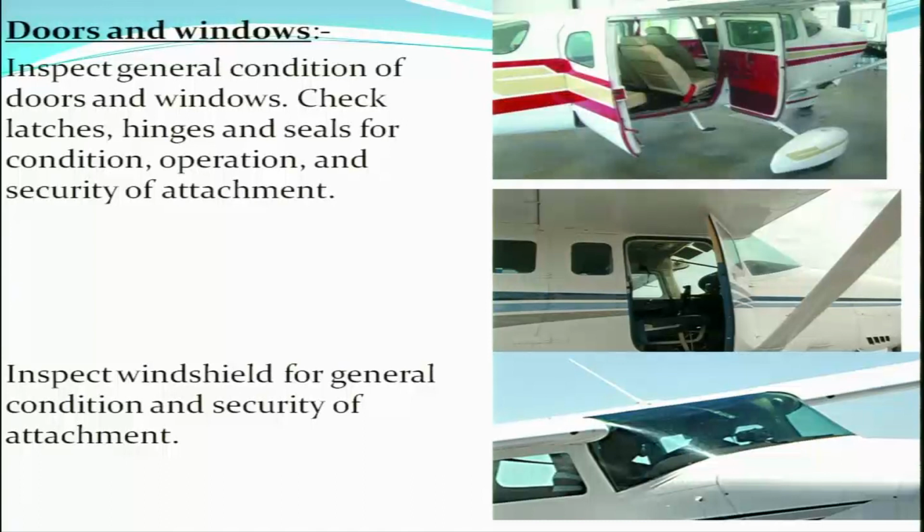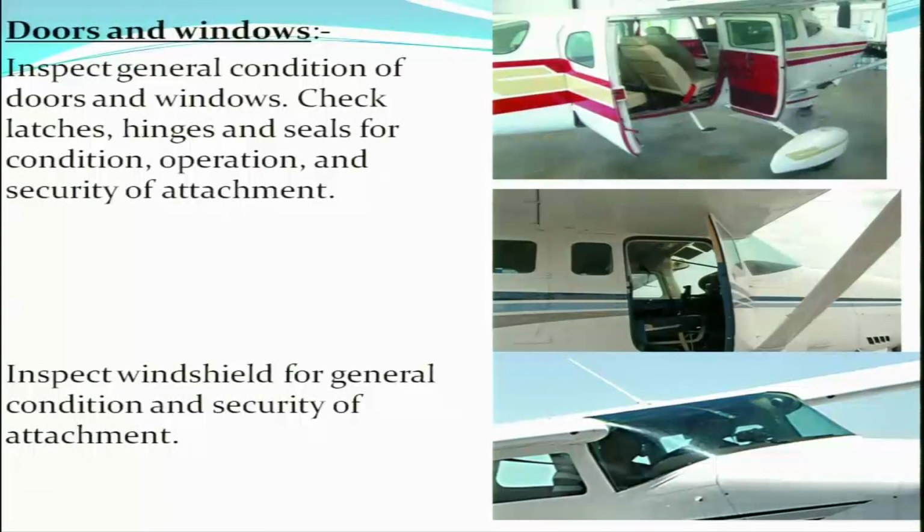Doors and windows. Inspect the general condition of doors and windows, check latches, hinges and seals for condition, operation and security of attachment. So the doors and windows are to be inspected for condition, operation, all the locking mechanisms, all the latches, the hinges are to be inspected for condition, for security of attachment. The door attachment points, the hinges, they are also to be inspected.